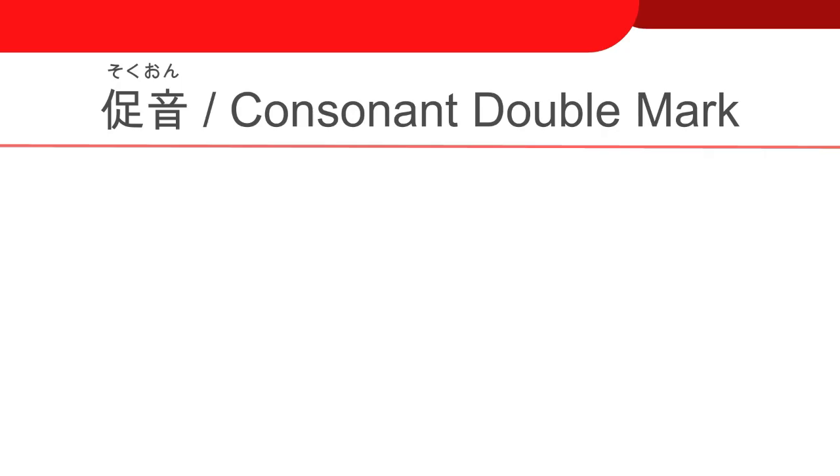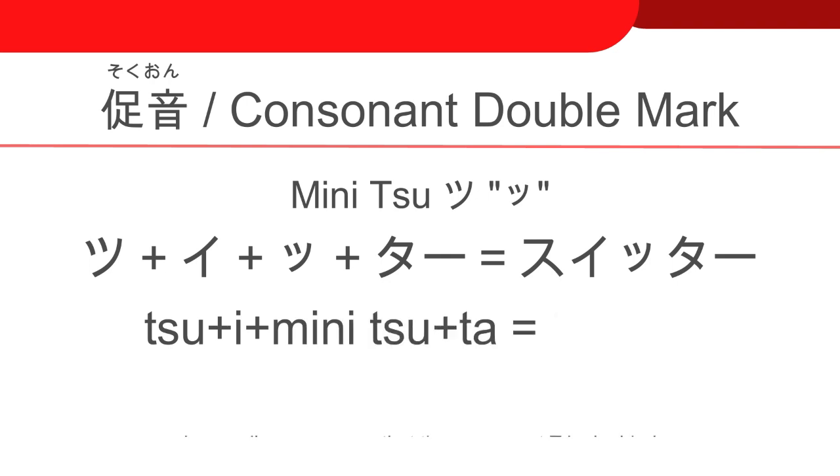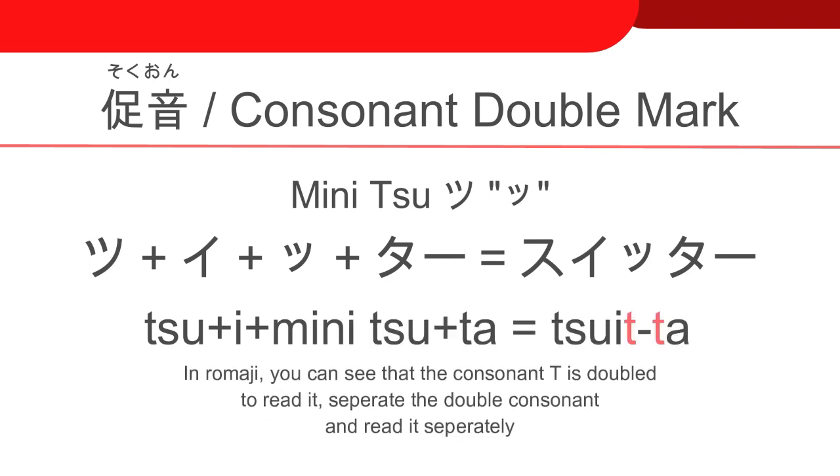The consonant double mark. In katakana, we use a small tsu to double a consonant in a word, so the word suītā becomes suittā.